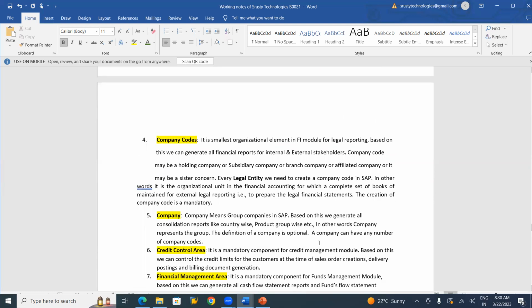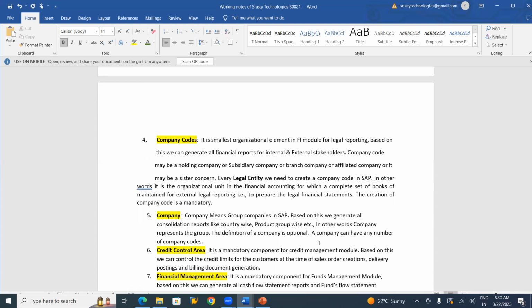No, Naveen. Yeah. Next one, company codes. So what exactly is a company code? It is the smallest organizational element in the FI module for legal reporting.